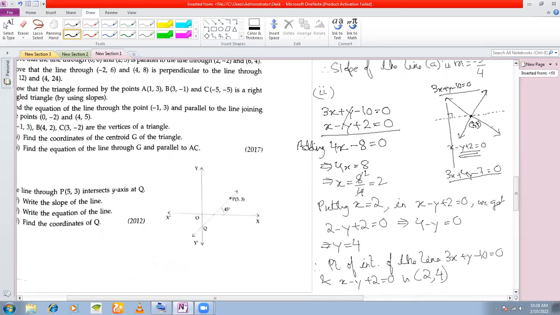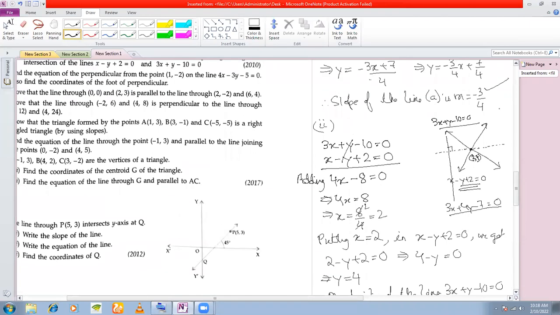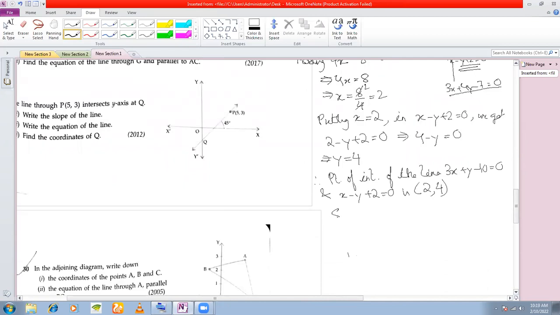Now, because the dotted line whose equation we need to find is perpendicular to the given line, whose slope we know as minus 3 by 4, what should be the equation of the dotted line? Slope of the required line.